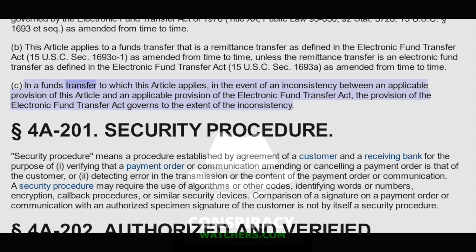In a funds transfer to which this article applies, in the event of an inconsistency between an applicable provision of this article and an applicable provision of the Electronic Fund Transfer Act, the provision of the Electronic Fund Transfer Act governs to the extent of the inconsistency.